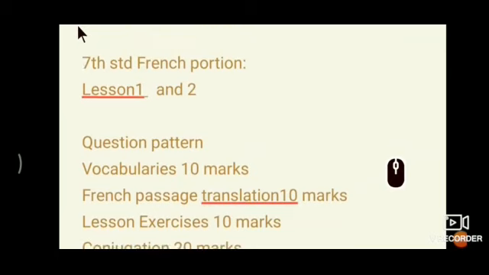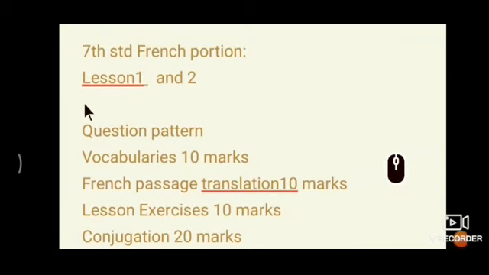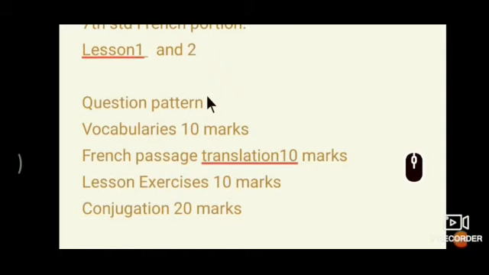As you all know, 7th standard lesson 1 and lesson 2 will be your midterm portion, so there is no change in that. Lesson 3 is for quarterly, so you need not revise anything from lesson 3. So, lesson 1 and lesson 2.